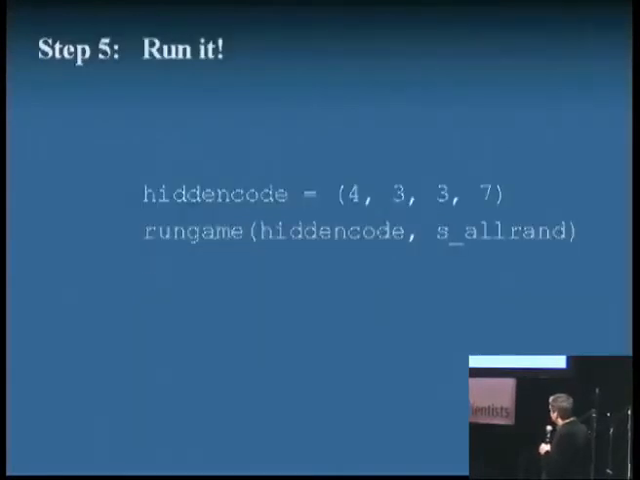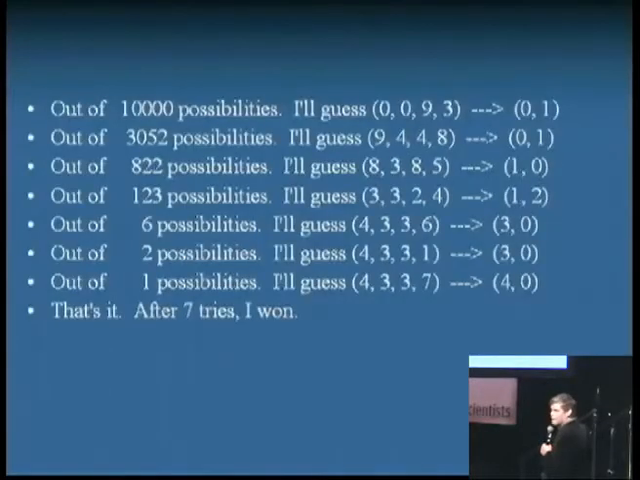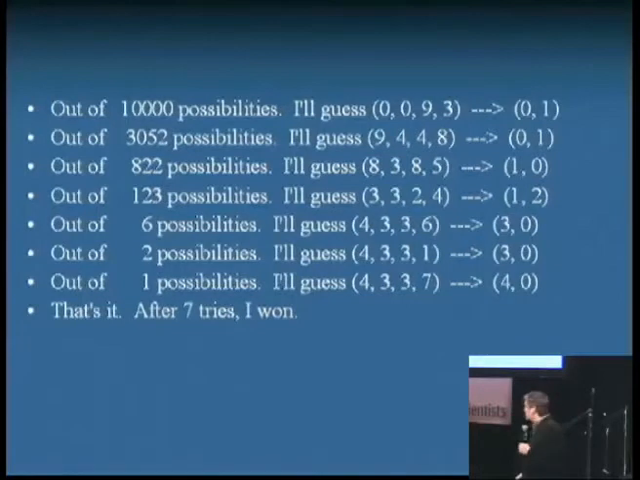Something really easy for the computer to do. Let's run it. Here's a hidden code, run game, and here's what it prints out. Starts out with 10,000 possibilities, makes a random guess. It gets none in the right place and 1 in the wrong place. So that reduces it to 3,000 possibilities. Not bad for a first guess.